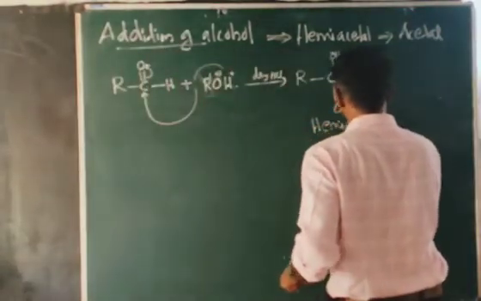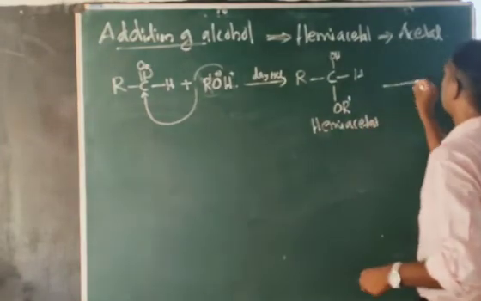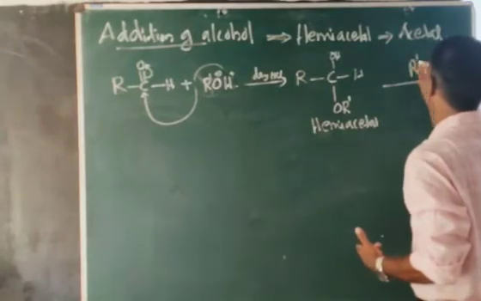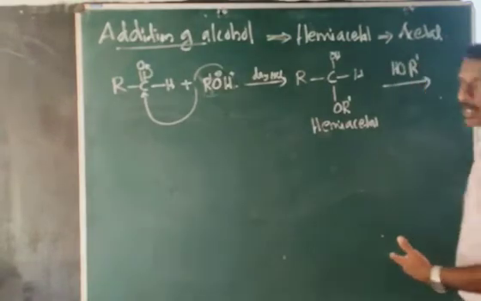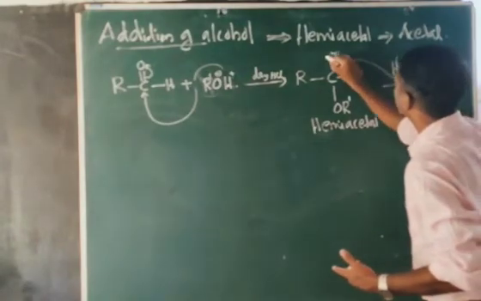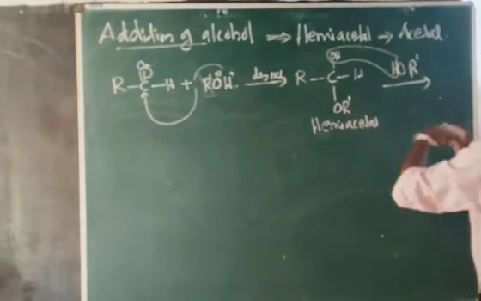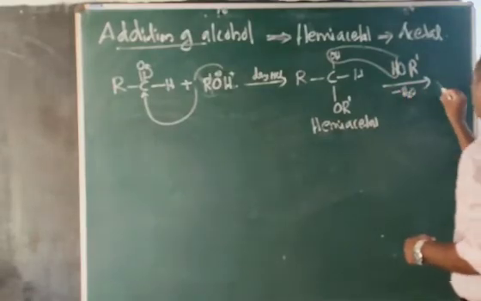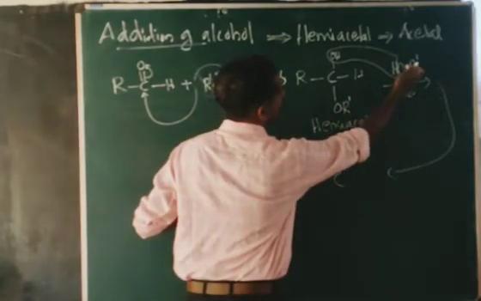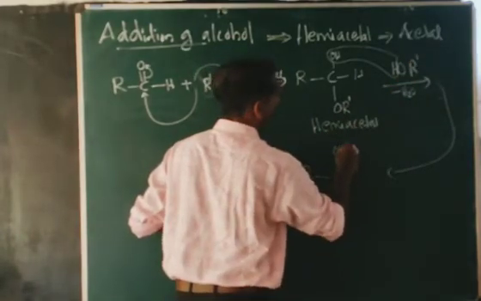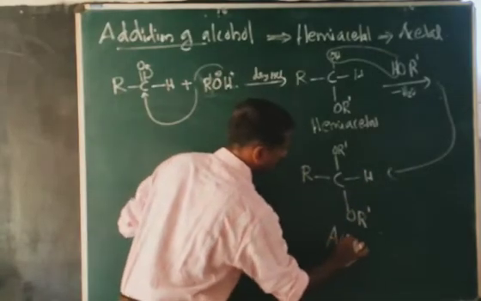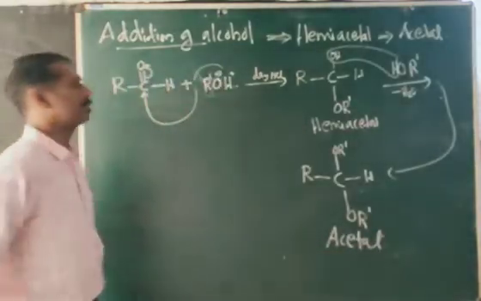This hemiacetal will react with another molecule of alcohol, that means one more molecule of R'OH. What will happen? Look here, H and OH will be eliminated, minus H2O. So what we get is a structure like this: R, C, with OR' here, H here, and OR' here also. This compound is known as acetal.